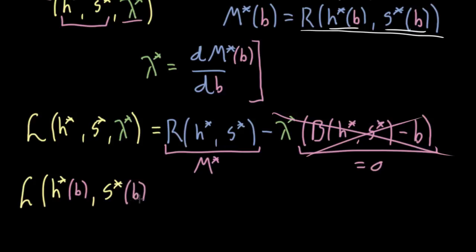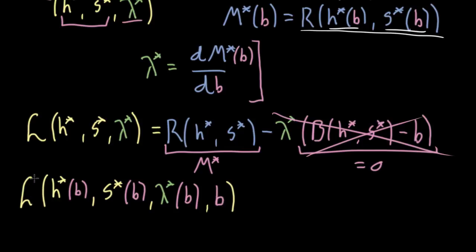As soon as we start considering b a variable and not a constant, we have to acknowledge that this critical point, H star, S star, and lambda star, depends on the value of b. So likewise, that lambda star is also going to be a function of b. And then we can consider as a fourth variable, right? So we're adding on yet another variable to this function, the value of b itself.